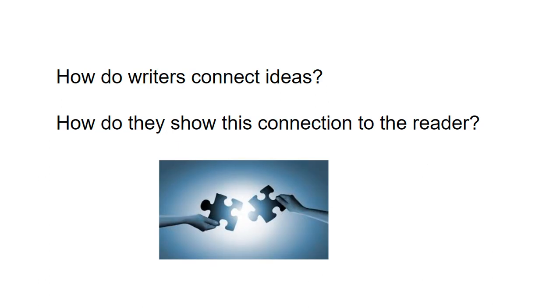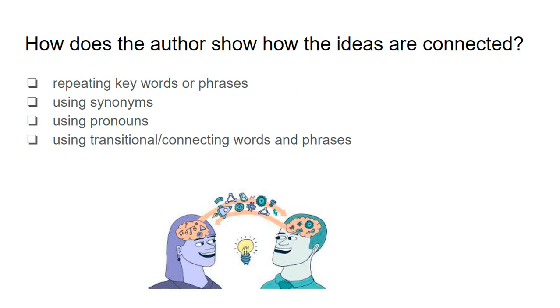Okay, so how do writers connect ideas? How do they show this connection to the reader? Sometimes it's a mystery, and this is a skill that we get better at. We get better as readers, and we get better as writers doing this. So in our book, they talk about 4 different ways that the author can show how ideas are connected or organized. So we're going to look at these 4.